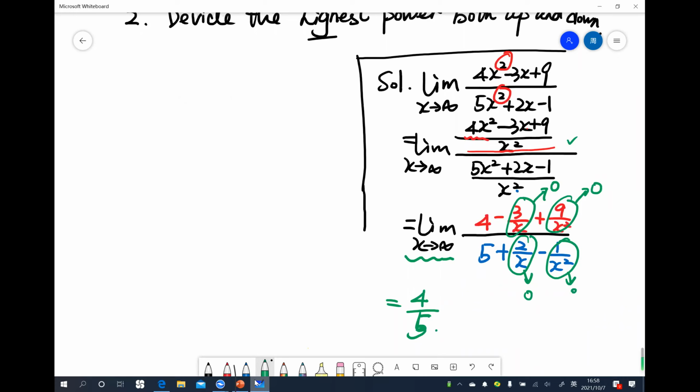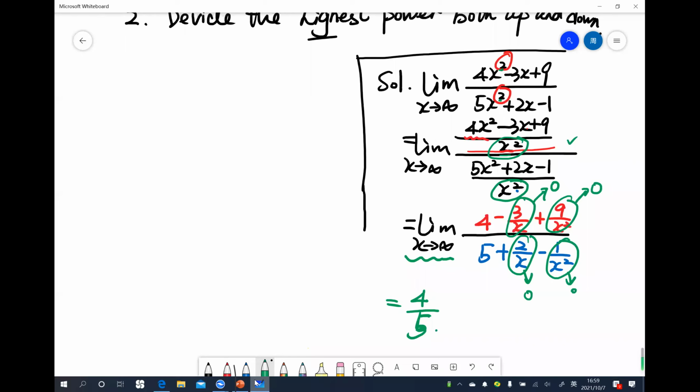So you first find the highest power, both up and down. Here you can see for the numerator, the highest power is 2, right? Here is also 2, right? So we find that it is x squared. Then we divide both by x squared. Then we get the second step. We divide by the same factor, that is x squared.